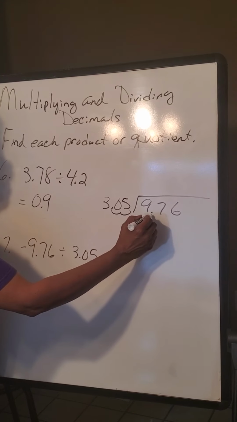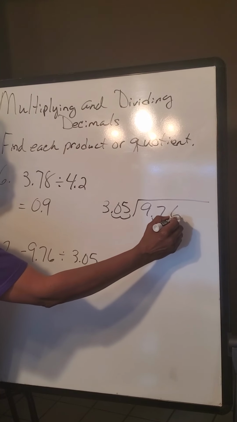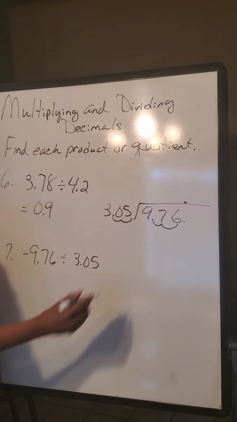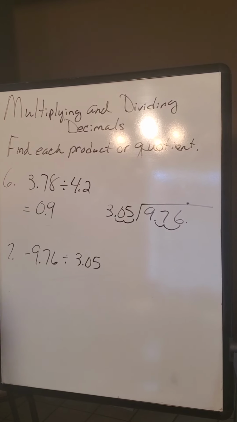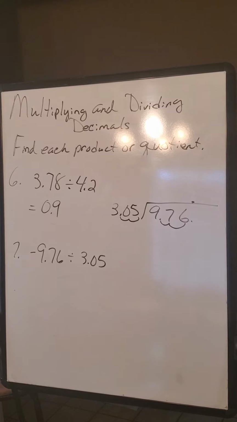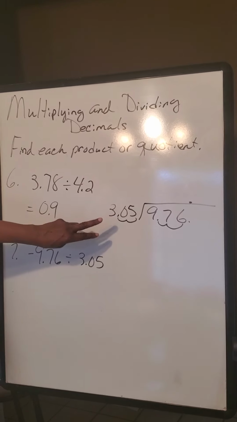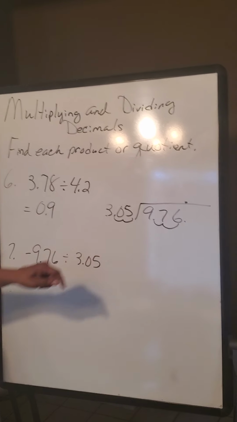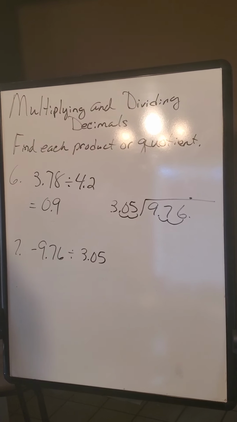And let's do the same thing here. Shift 2 places to the right so my new decimal is right there at the end of that number, where my decimal is, okay? So let's divide. Let's see how many times 305 will go into 976, and we don't want to go over that.